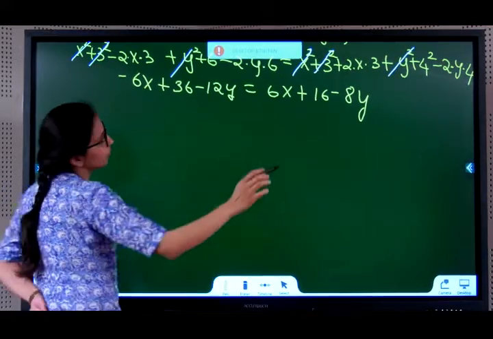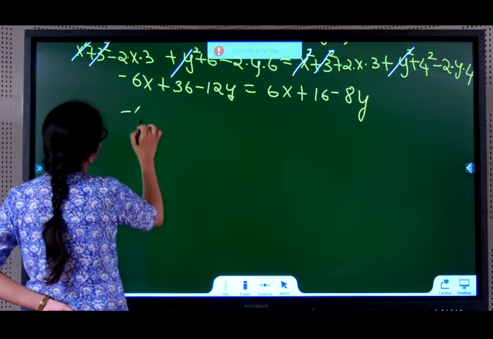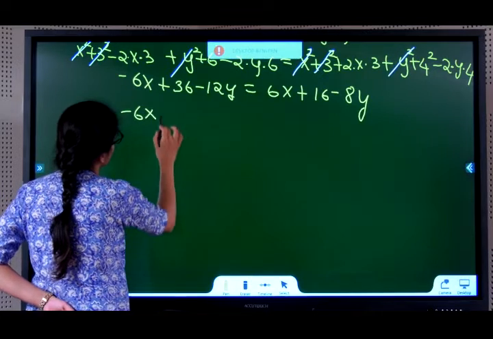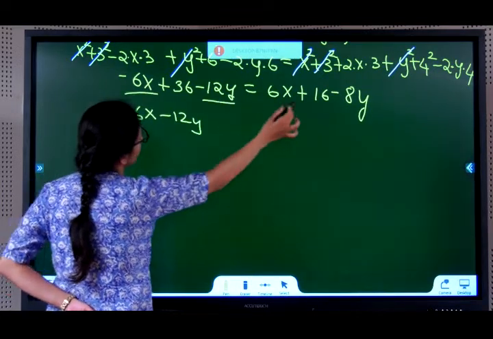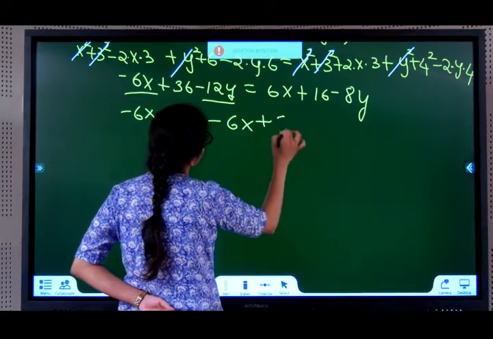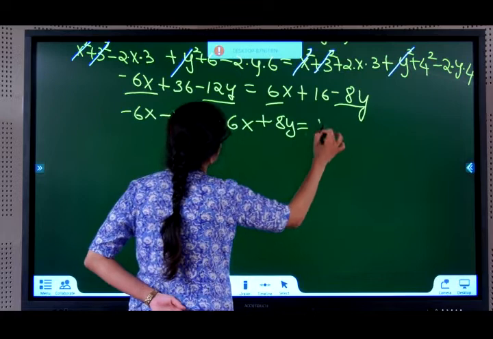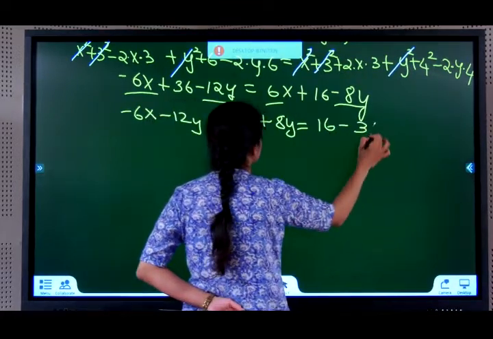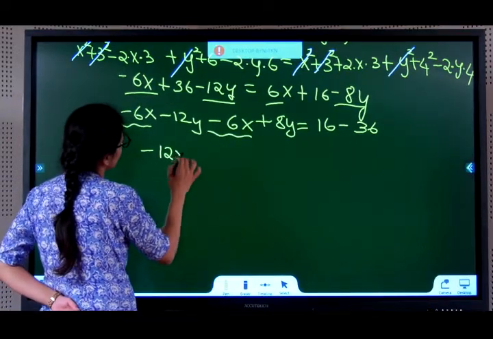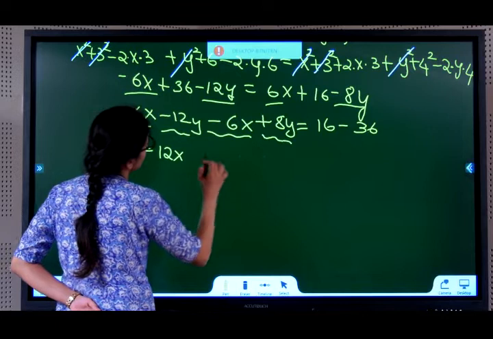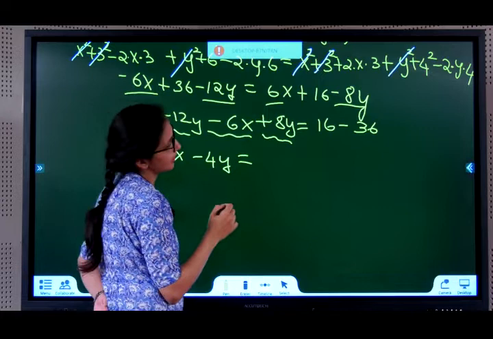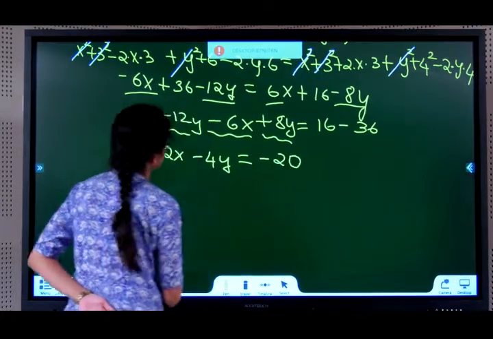So bring all the unknown variables on one side. Bring all the letters on one side. Minus 6x minus 12y. Bring letters aside, what was the variable? 6y. Minus 6y minus 8y becomes plus 8y is equal to 16. Send the 36 this side, minus 36. Minus 6x minus 6x, minus 12x, minus 12y plus 8y, minus 4y is equal to 16 minus 36. How much is that? Minus 20.